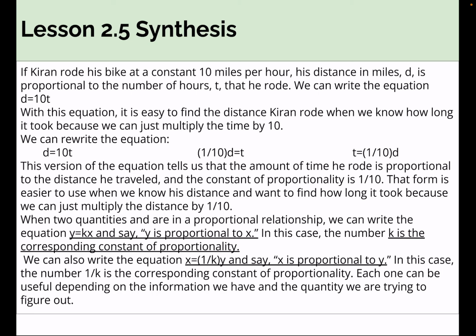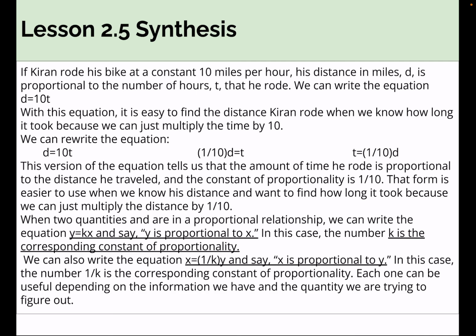With this equation, it is easy to find the distance Karan rode when we know how long it took, because we can just multiply the time by 10. We can also rewrite the equation D equals 10T as 1/10 times D equals T, or T equals 1/10 times D. This version of the equation tells us that the amount of time he rode is proportional to the distance he traveled, and the constant of proportionality is 1/10. That form is easier to use when we know his distance and want to find how long it took, because we can just multiply the distance by 1/10.